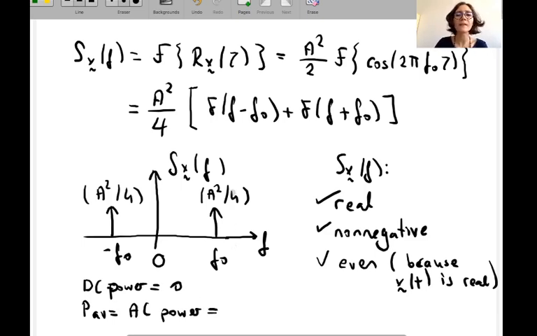And what is the average power? You can immediately tell by looking at this plot, because you just have to integrate the PSD between minus infinity and plus infinity. You only have two impulses, so the integral would be just the sum of the strengths of these impulses. So a squared over 4 plus a squared over 4 gives you a squared over 2. This is the average power of the random process.